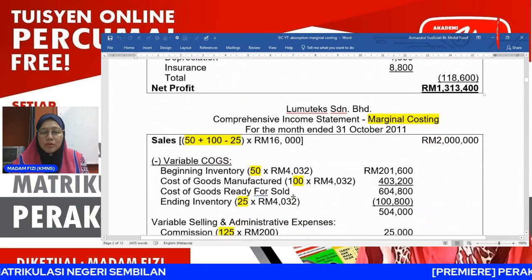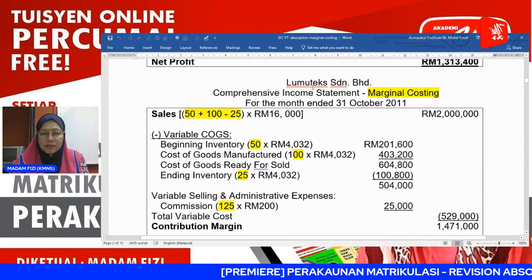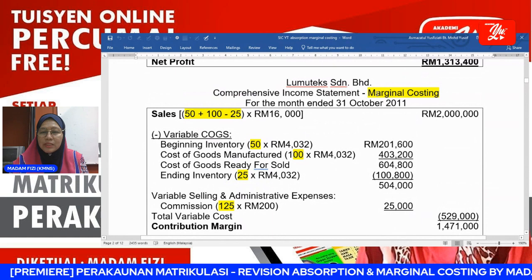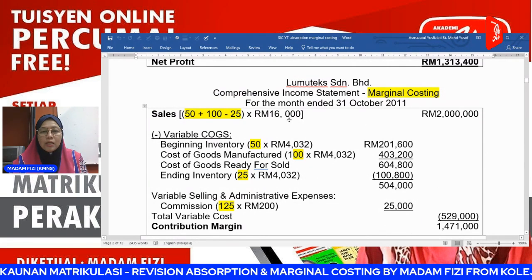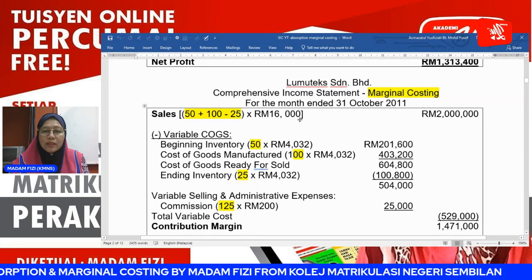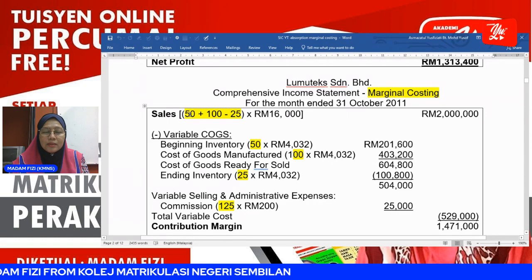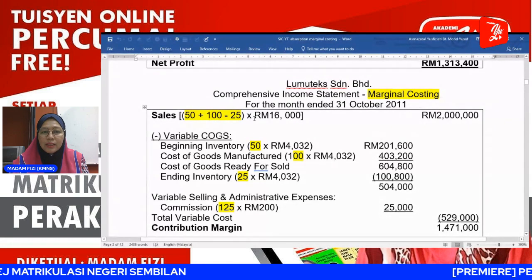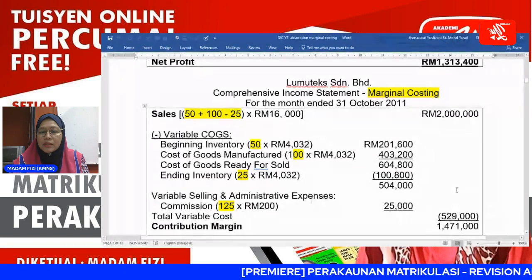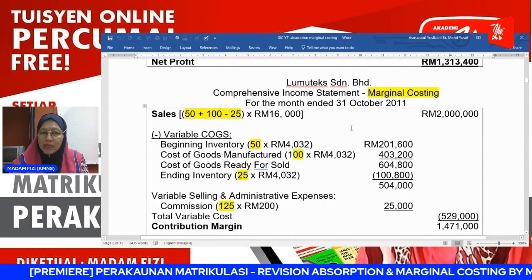Okay, now we proceed to marginal costing. So as usual, first of all, write down the title. Lumut Tax Yang Berhad, and don't forget after the income statement you have to mention the marginal costing. So same goes like absorption costing. First of all, sales. Sales is 125 unit times 16,000 the price unit equals to 2 million.